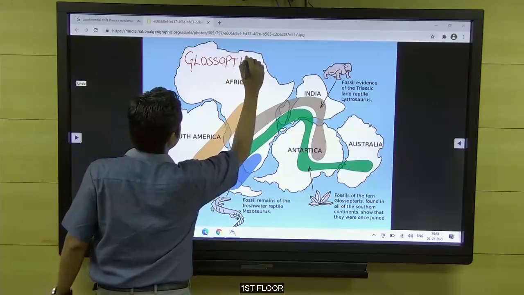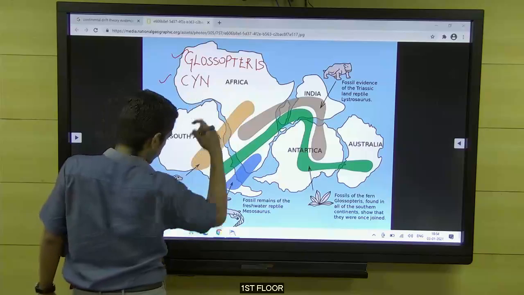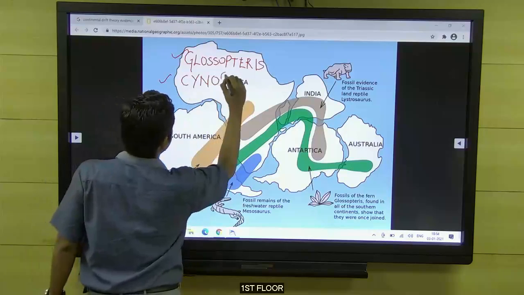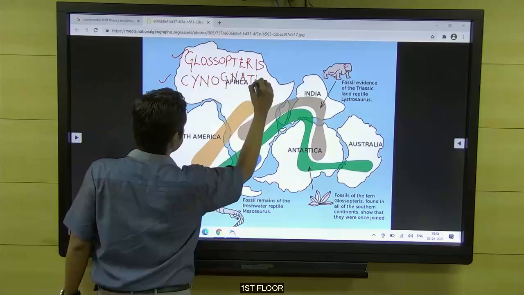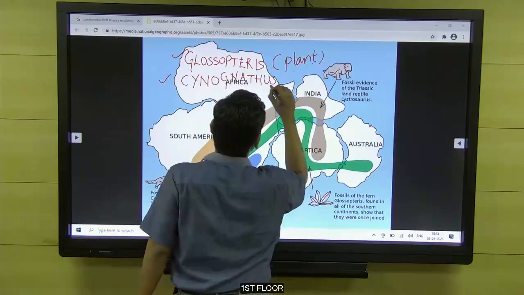Glossopteris. Cyanognathus. C-Y-N-A-N-O-G, right? Yeah, N-O-G-N-A-T-H-U-S. Glossopteris is a plant fossil and Cyanognathus is an animal fossil.